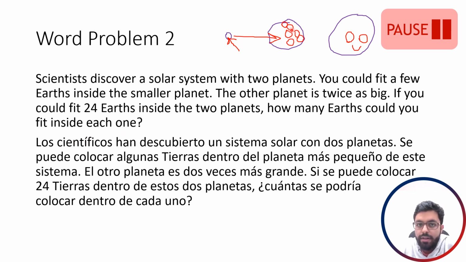So what I'm saying is these little red dots, suppose there's 24 of them in total between this guy and this guy. There's 24 of the little red ones. And there's twice as many of them in here as there are in here. How many do we have in each planet? So that's the question, and you've got the translation there. I'll give you a few minutes to pause, think about it, talk about it, and then try solving the problem.